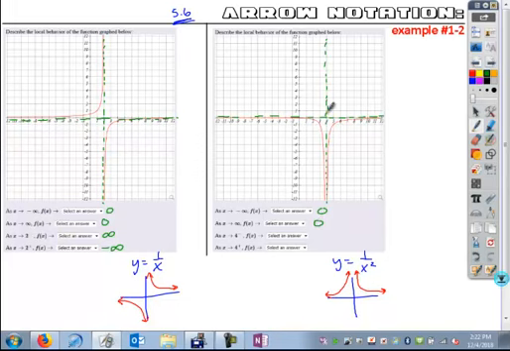And here for our vertical asymptote at 4, as x approaches 4 in the negative direction, our y's are getting lower and lower and lower, so negative infinity. And as x approaches 4 from the positive direction, it also gets lower and lower and lower, so negative infinity.